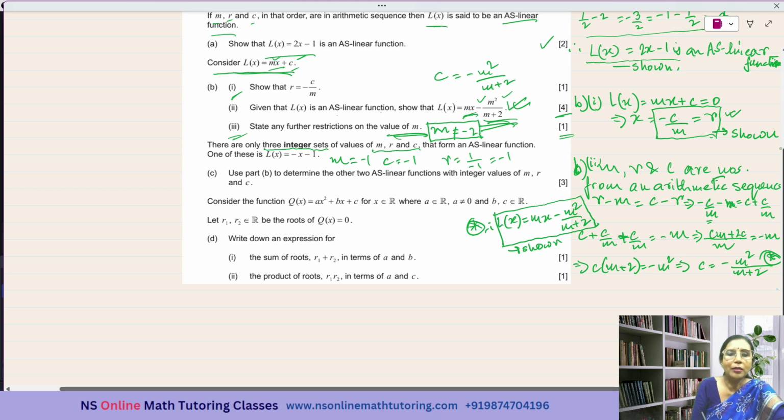Okay? So now coming to the subpart C's question, use subpart B to determine the other 2 ES linear functions with integer values of m, r, and c. It is containing 3 marks. You have to get 2 more functions, the expression for L of x, where you have to give specific numbers for m and c, because L of x is having the expression mx plus c, so you have to get the numerical values for m and c, so that whatever r value you get, m, r, and c form an arithmetic sequence. Okay, they are the 3 consecutive elements of an arithmetic sequence.